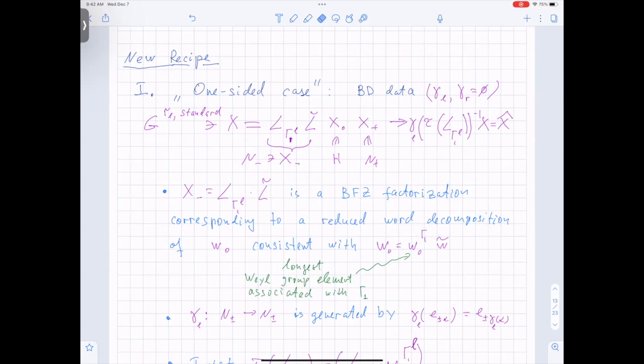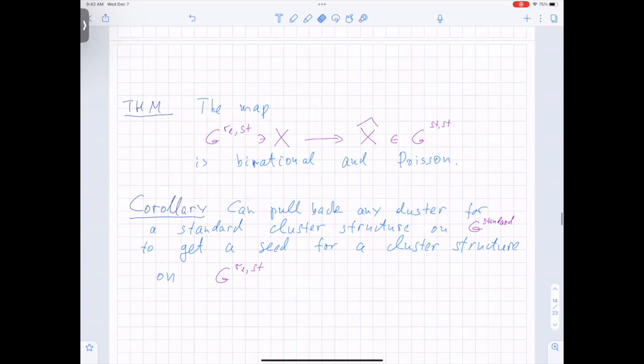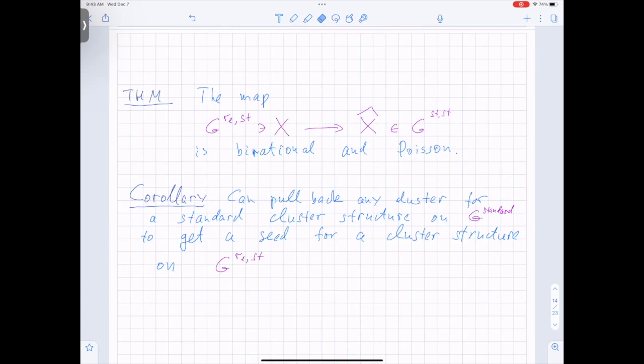Because I noticed that this is no longer Gauss factorization, because something lower became something upper. But the good news is that this map is birational and Poisson. Okay? So it's birational and Poisson. And why is that? Well, we have these really nice coordinates made of minors over here, and I have this map which is birational and Poisson.